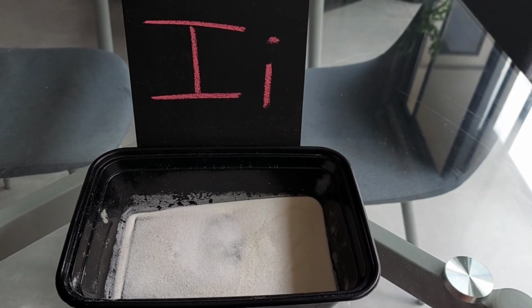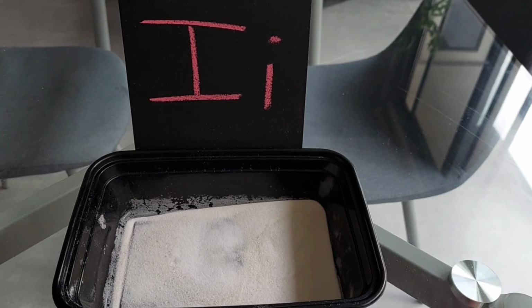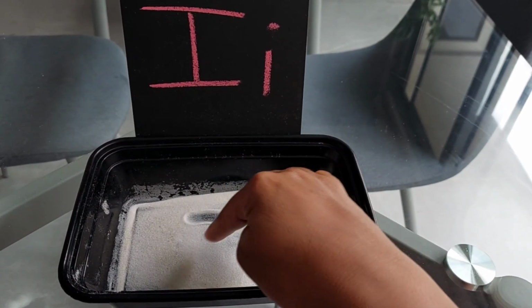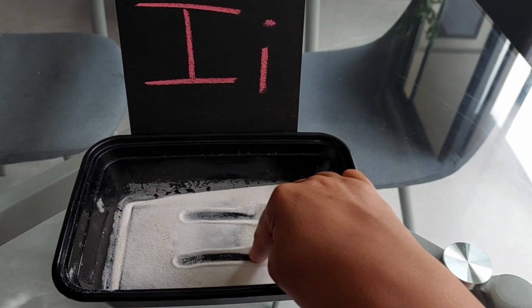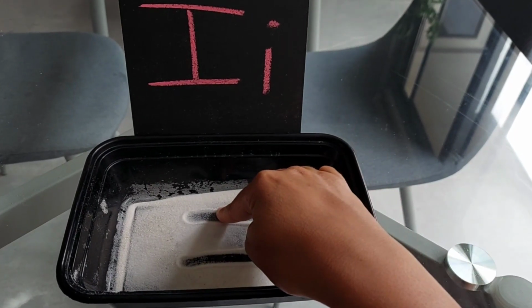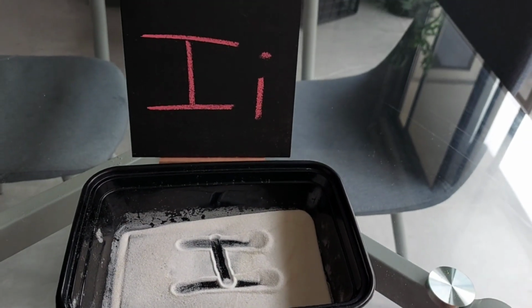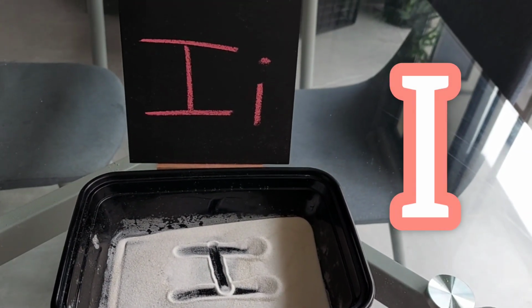To write an uppercase I, we're gonna start at the top and make a line across. And then we go to the bottom and make another line across. And then we go to the top and make a straight line down. Good job, guys. You did it.